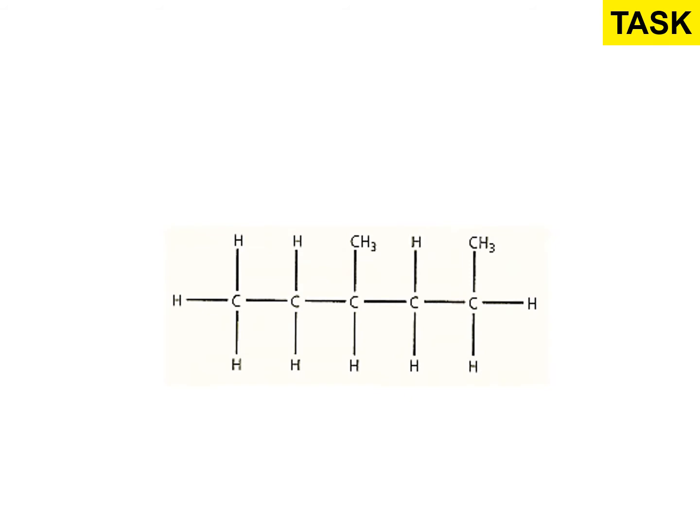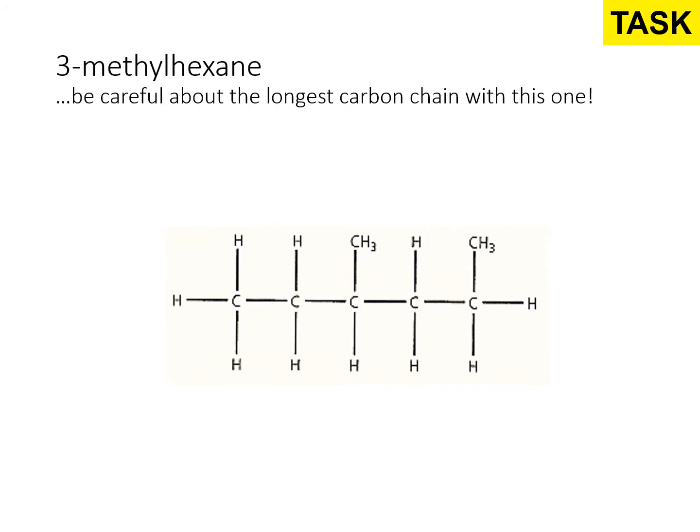In this case, you have to be careful looking for the longest chain. Initially, it looks like you have 5 carbons in your longest chain, but actually if you draw across, you will see that the chain actually has 6 carbons. That makes it hexane, and you have 1 methyl group branched. You then have to look at the numbering. If you go from the left-hand side, it would be on carbon number 3, and if you go from the right-hand side, it would be carbon number 4. So we pick 3 because that is the lower number. So that molecule is 3-methylhexane.